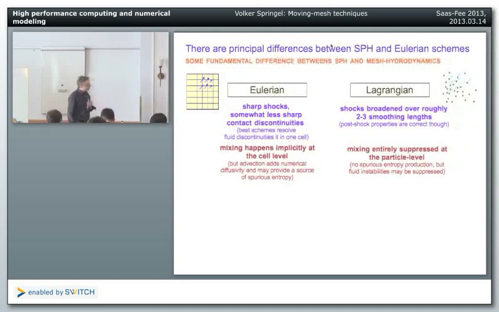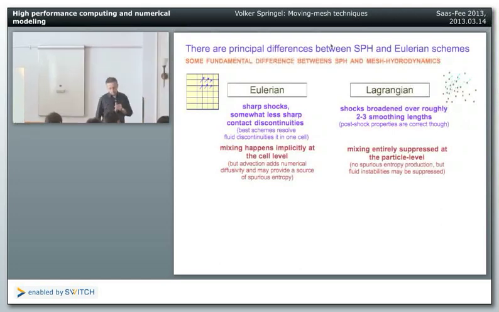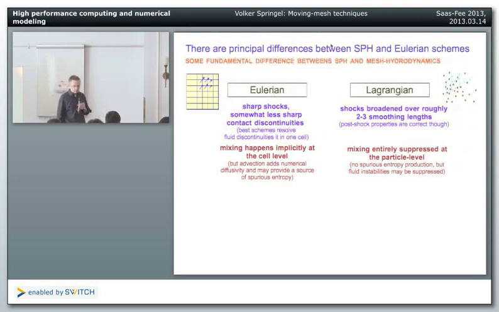Then the mixing, we looked at this. This is more interesting here. Mixing happens sort of implicitly at the cell level. It's also not described explicitly, but you automatically have this because you're adding together the different fluxes that are moving into a cell, and then you have basically a big blender in the averaging step that mixes these together. While in the Lagrangian code, here in the particle-based SPH, mixing is entirely suppressed by construction, because you give these quantities to the particles and then they stay associated with every particle and they don't jump from one particle to the next unless you try to model this somehow explicitly.